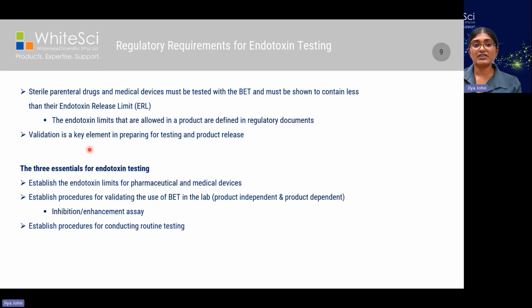To summarize, the three essentials when you are looking into starting endotoxin testing is, first, to establish the endotoxin limit of your pharmaceuticals and medical devices. Second would be to establish procedures for validating the use of endotoxin testing in the lab. And this can be both product independent and product dependent validation. For product dependent, it would be to see whether there's any inhibition or enhancement of the assay from the product. And lastly, it would be to establish procedures for conducting routine testing.